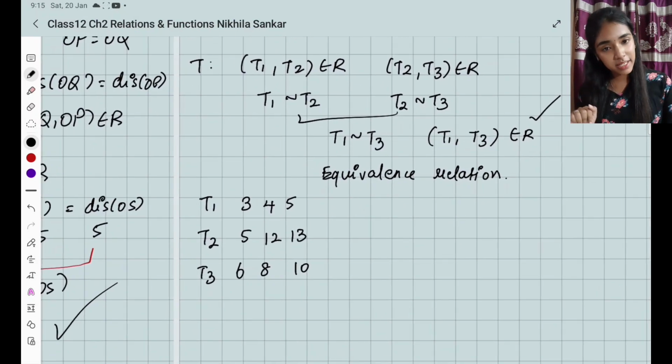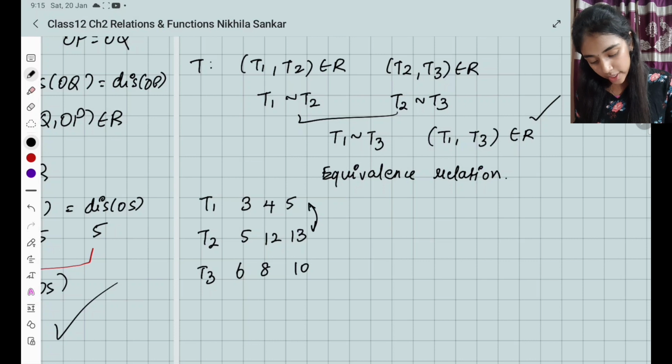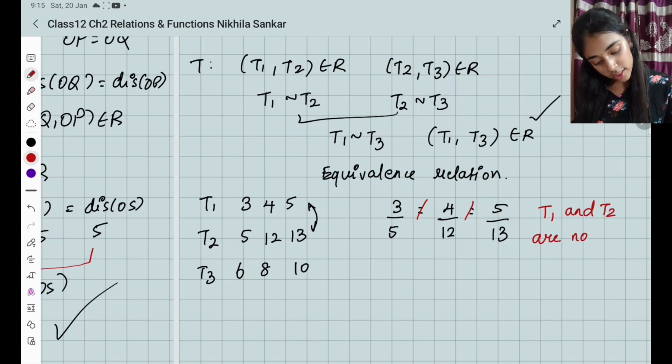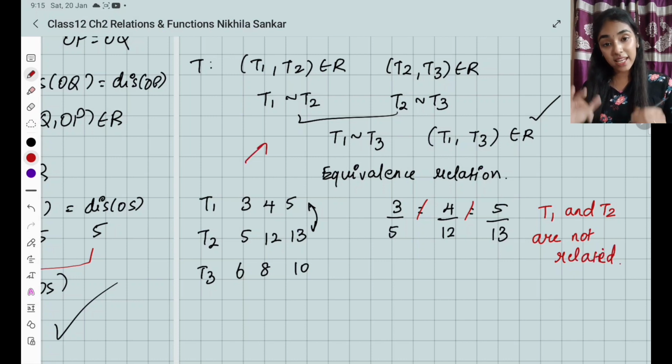When you are talking about similar triangles, the ratio of the lengths has to be equal. Correct? Now if we take triangle 1 and triangle 2, what do you have? You have 3 by 5, 4 by 12, 5 by 13. But are they equal? They are not equal, which means triangle 1 and triangle 2 are not related. Okay, this is a separate example. They have given values separately.